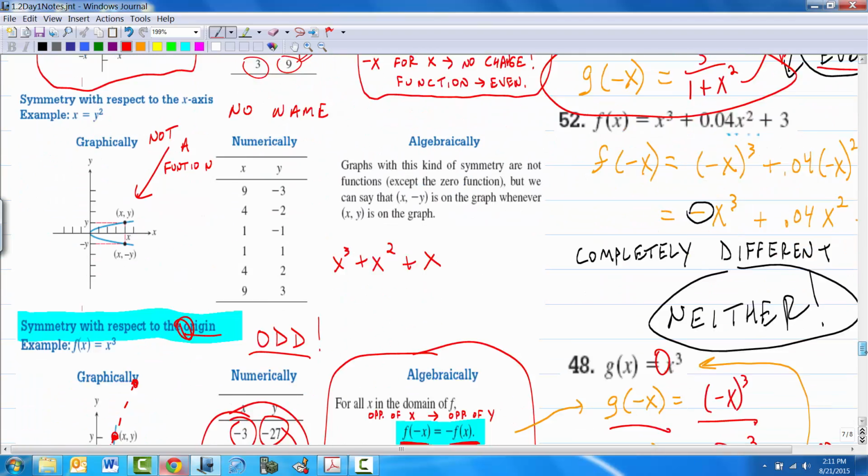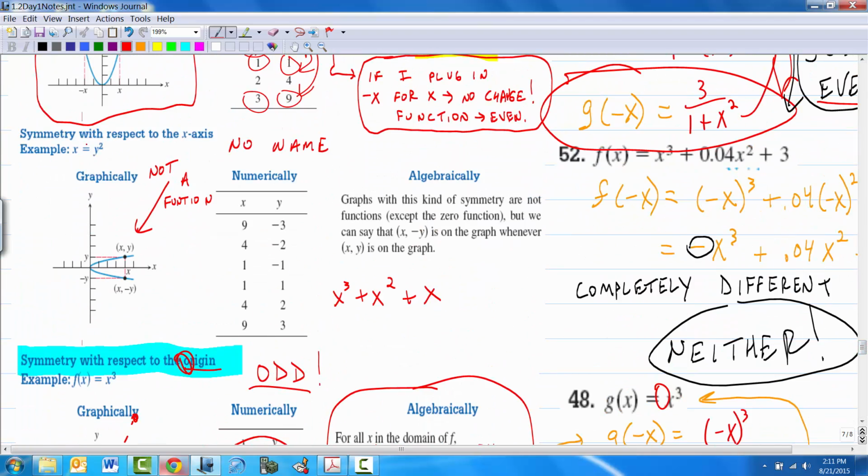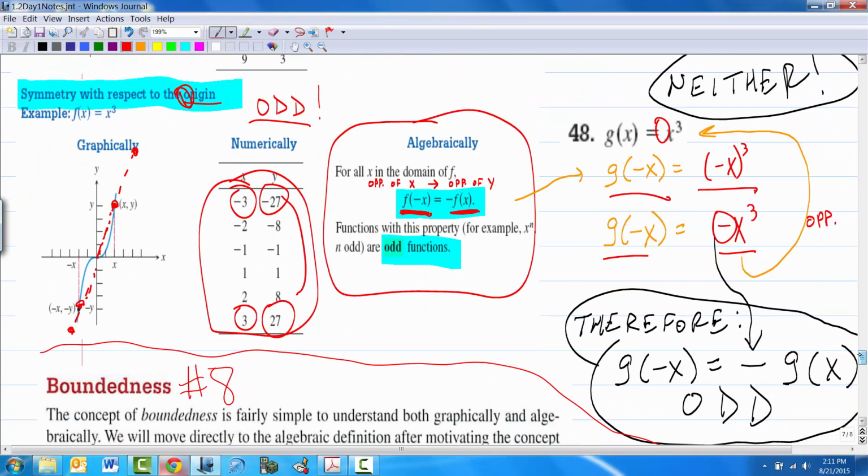So what's the other type of function? This isn't even a function. I don't even know why they write this down here. Symmetry with respect to the x-axis is a no-good, non-function. All right, so there's not even a name for that. Just be aware of that. But there is one for odd functions.